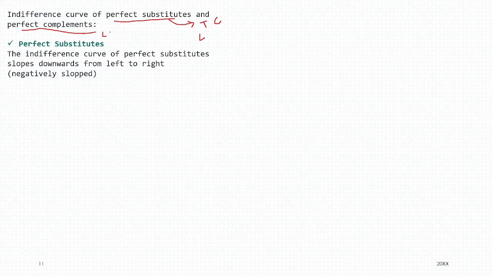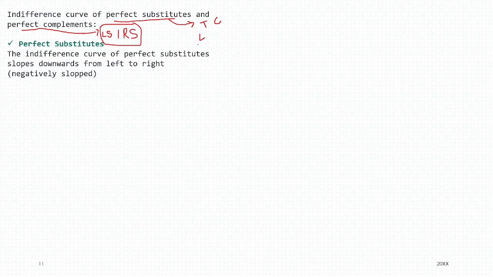Or we can also give another example, a perfect example better than this. There's shoes. We buy a pair of shoes, like right shoe and left shoe. We don't buy only a right shoe and we don't buy only a left shoe. So we buy both, right? So this is an example of perfect complements.